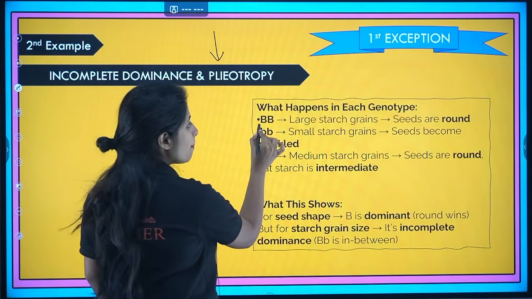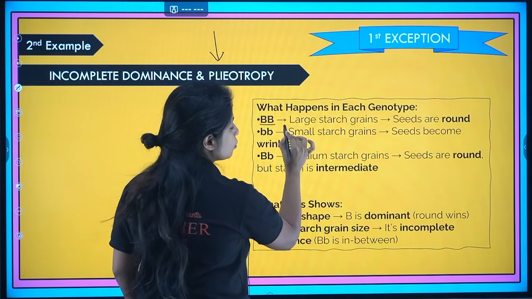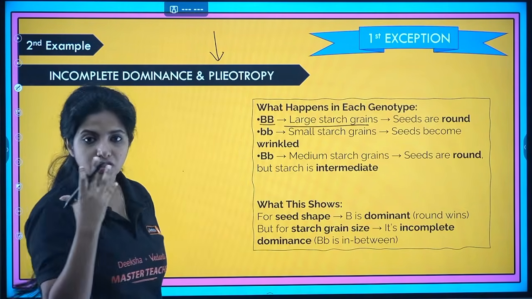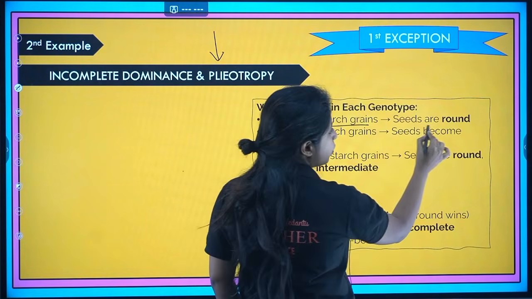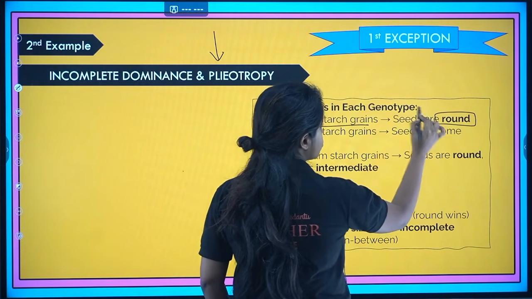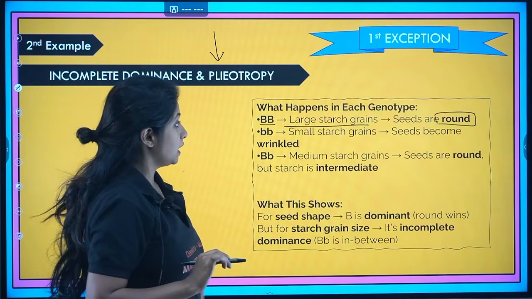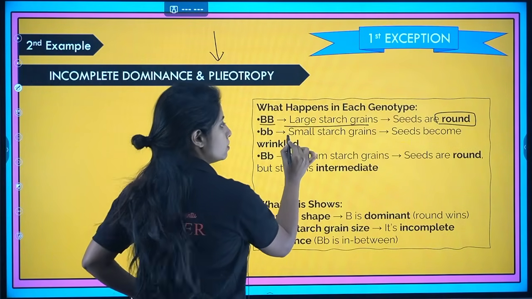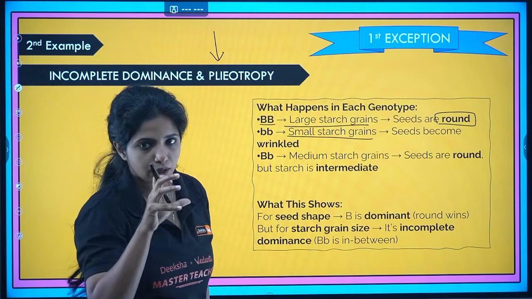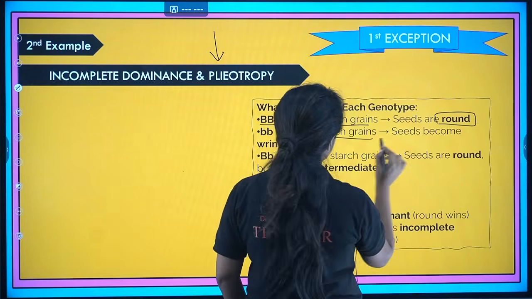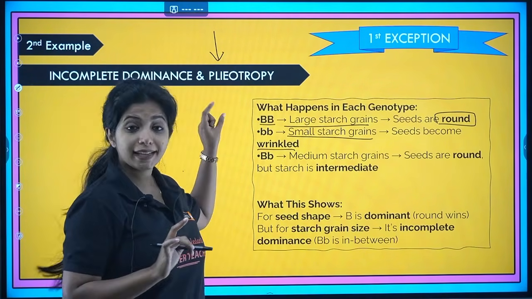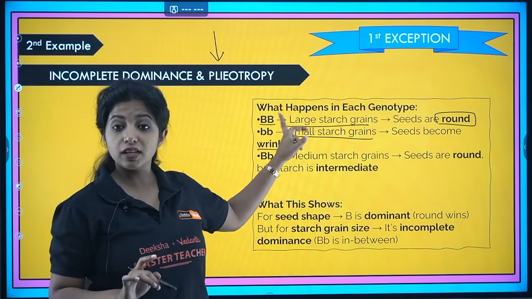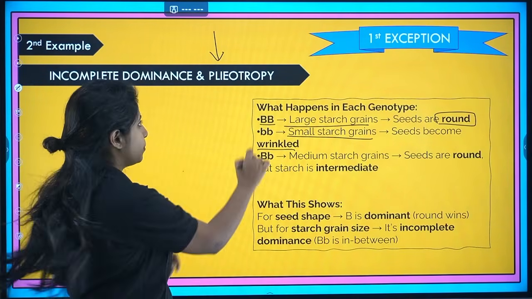I'll tell you. So capital B, whenever it is there, shows a large starch grain. The starch grain will be large in size. What about the seeds? Seeds are going to be round also, if at all there is capital B. If there is small b, it is going to be small starch grains, and the seed shape, if at all you see, is going to be wrinkled. Fine. So basically, one gene coding for 2 characters, which is why it is an example of pleiotropy.